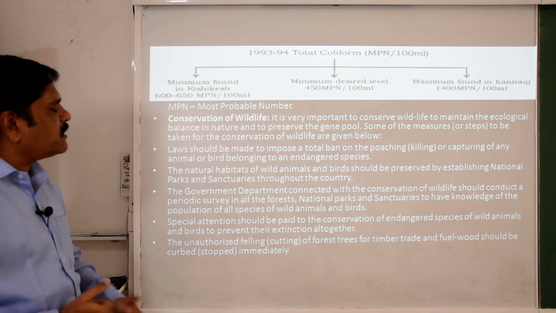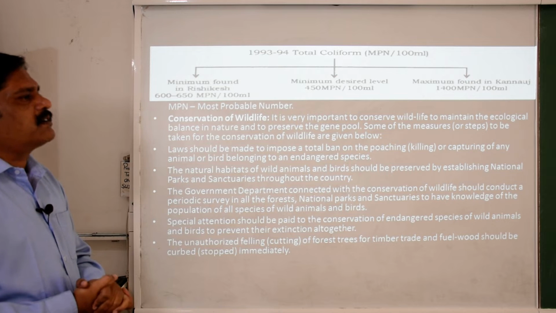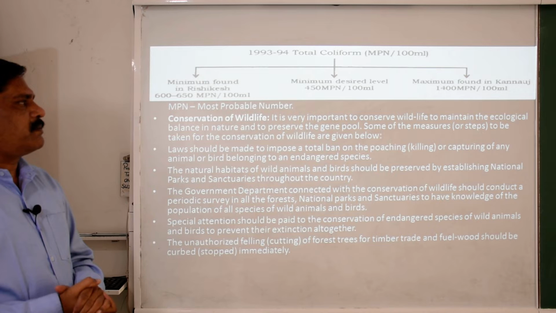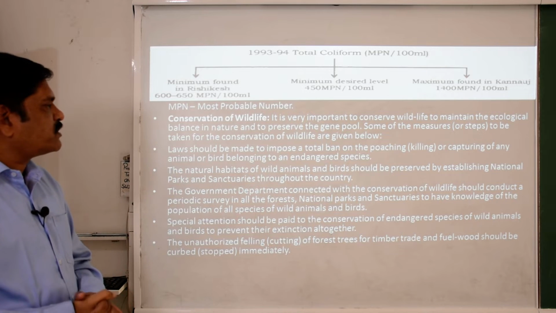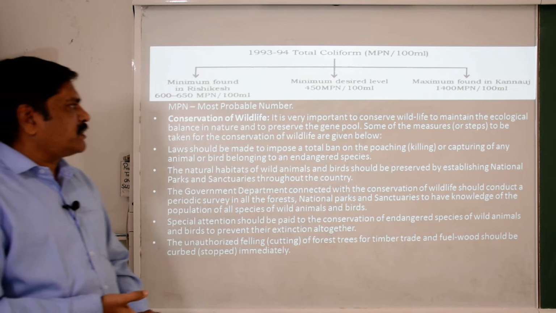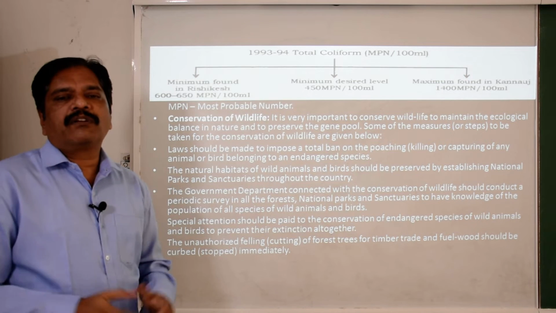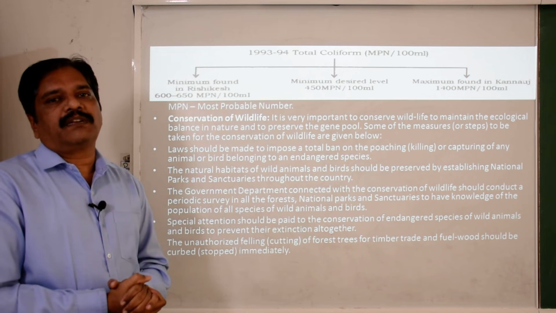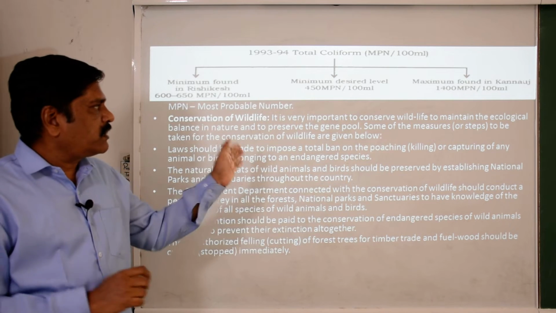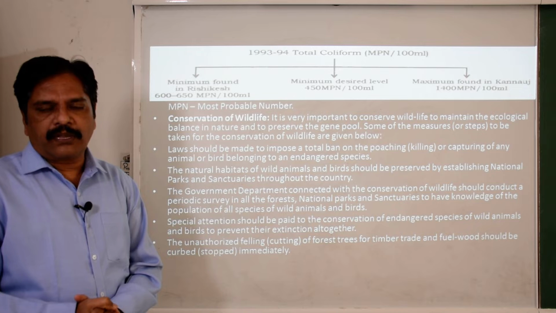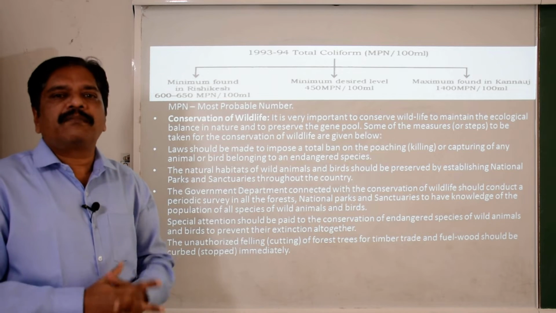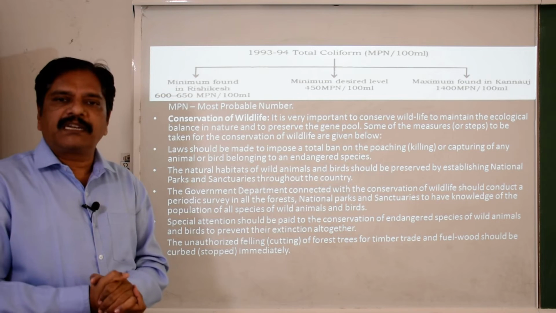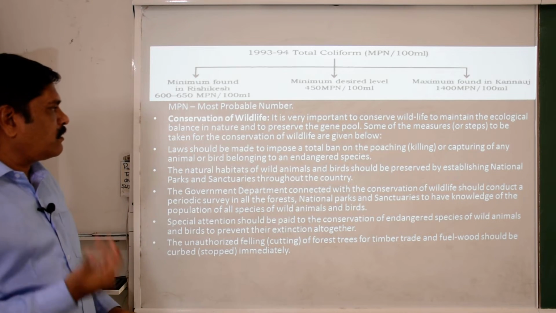So what steps should be taken? A law should be made to impose a total ban on the poaching or capturing of any animal or bird belonging to an endangered species. What is an endangered species? A species which is on the urge of extinction is called an endangered species. So we should apply a total ban on their poaching. Poaching means unwanted, unlawful killing.